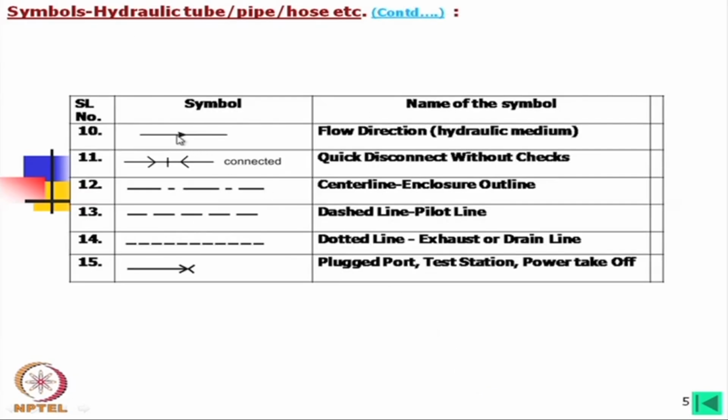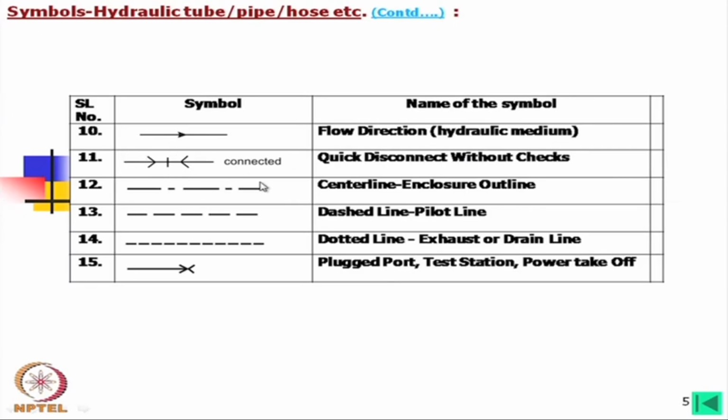Then if this arrow is given, this is a flow direction, usually of a hydraulic medium. Why usually? If this triangle is filled, then it is hydraulic, and if it is not filled, then it should be air or gas. Now, this is a connector, usually a quick connector or disconnector, it is called. So, that is symbolized like this.